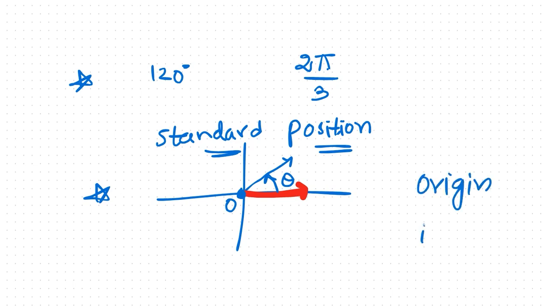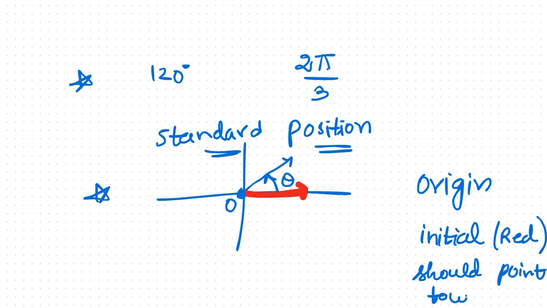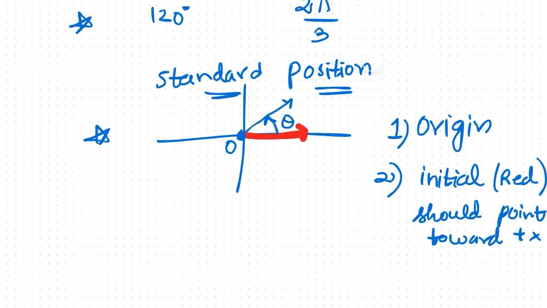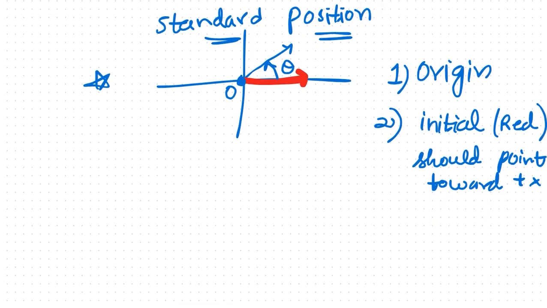Second thing is the initial arm. This red arm should point along the positive x-axis, or horizontal direction. So two things to keep in mind. An angle is said to be in standard position when these two conditions are met.